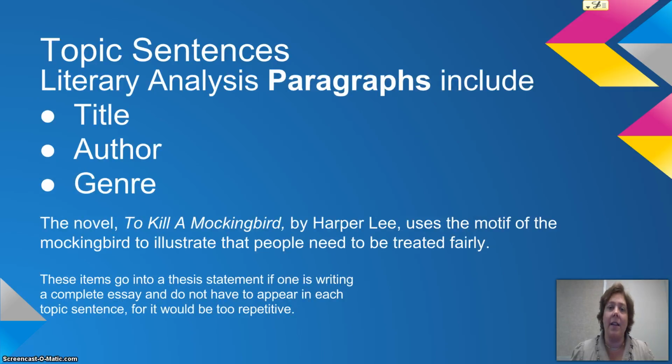If you're writing a literary analysis paragraph, if you have a paragraph, not an essay, this is just a standalone paragraph, and it's about a piece of literature or an article, you'll want to put in the title, the author, and the genre. Note the example, the novel To Kill a Mockingbird by Harper Lee. The title, To Kill a Mockingbird, is there. The genre is that it's a novel. The author is Harper Lee. And so you want to have those pieces in there in your topic sentence if this is a standalone paragraph. If you're in a bigger essay, then the tag, title, author, genre, belongs in your thesis statement.